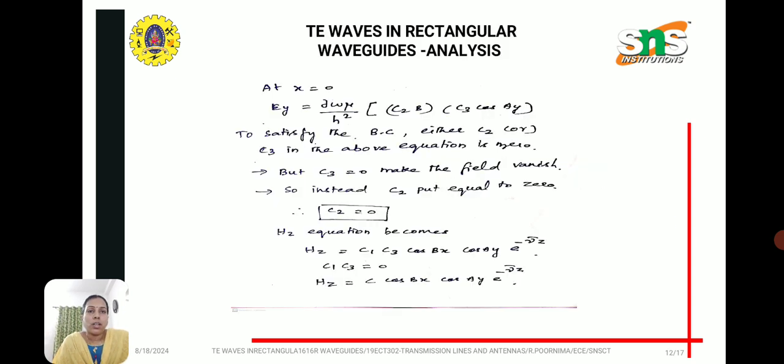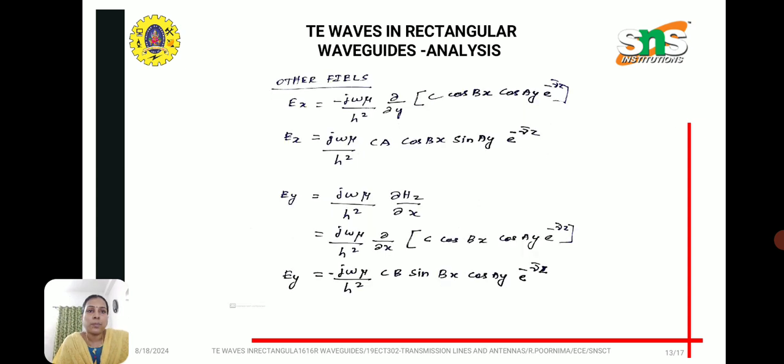Next, at x equal to 0, we calculate Ey. To satisfy the boundary condition, either C2 or C3 in the above equation must be 0. But C3 equal to 0 makes the field vanish, so C2 is put equal to 0. So Hz becomes C1 C3 cos βx cos αy e^(−γz). So we get Hz equal to C cos βx cos αy e^(−γz). The other fields are calculated in a similar method.